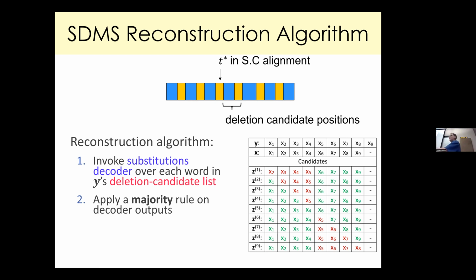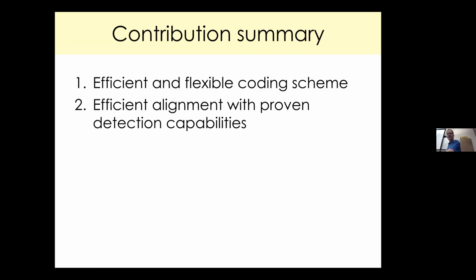Okay, is that clear how we use the multiple invocations? And basically we can solve it without actually using code for deletion correction and get relatively good results.